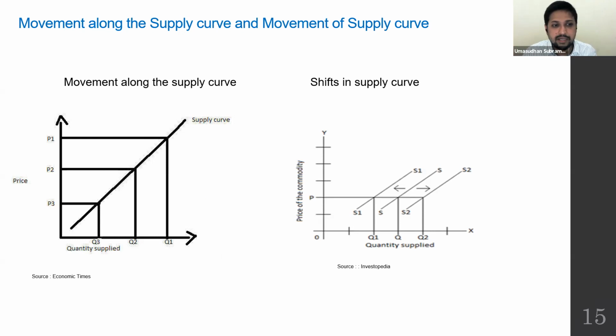What happens when the price increases from P2 to P1? Supply increases from Q2 to Q1. Similarly, when the price drops from P2 to P3, supply drops from Q2 to Q3. So this is what we call supply extension and supply contraction, caused by changes in the price.